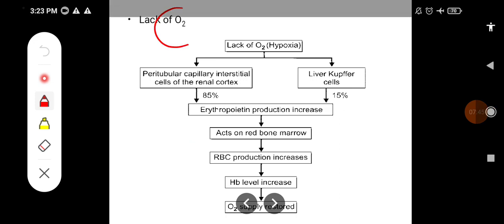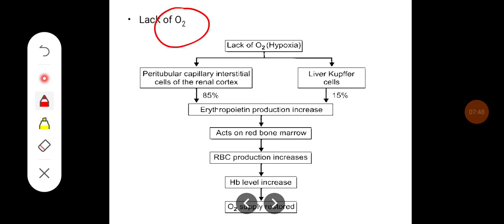So this is how oxygen is going to affect the production of the RBC. It is going to stimulate the cells of the peritubular capillary or interstitial cells in the renal cortex or the juxtaglomerular cells and the liver Kupffer cells, where 85% of the erythropoietin production occurs in the kidney and 15% in the liver. So thus increased erythropoietin acts on the bone marrow, it increases the RBC production, and the oxygen supply is restored by this feedback mechanism.